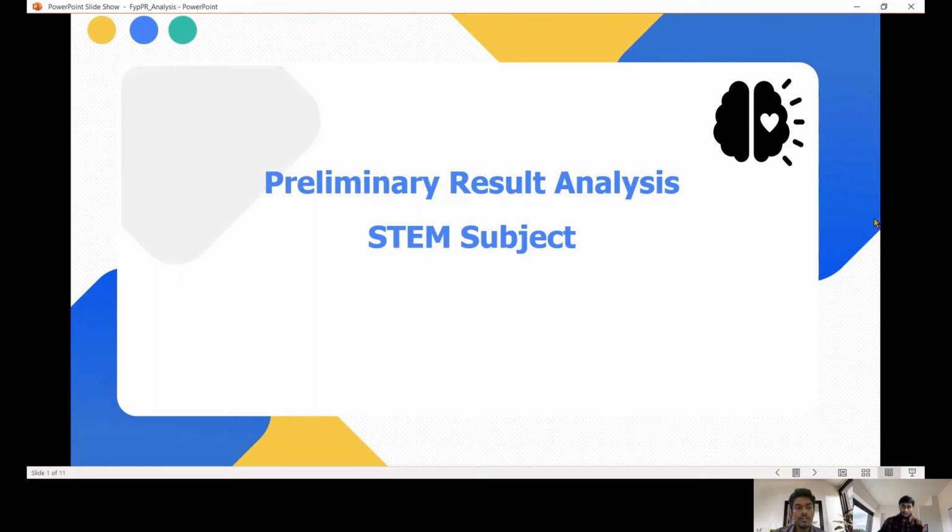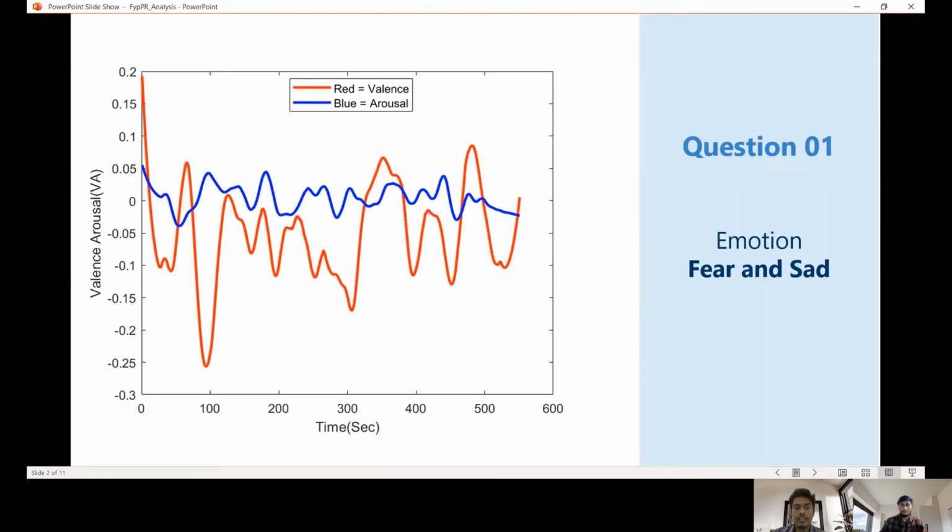Assalamu alaikum, I am Muhammad Nazmul Huda. In this section, I am going to discuss the preliminary result. From our analysis, we collected signals from 12 questions and eyes open before and after, eyes closed before and after. For question 1 of Russell's model, the subject's brain signal is mostly negative valence and positive arousal, with negative arousal going up and down. That means the student's emotion was fear and sad.